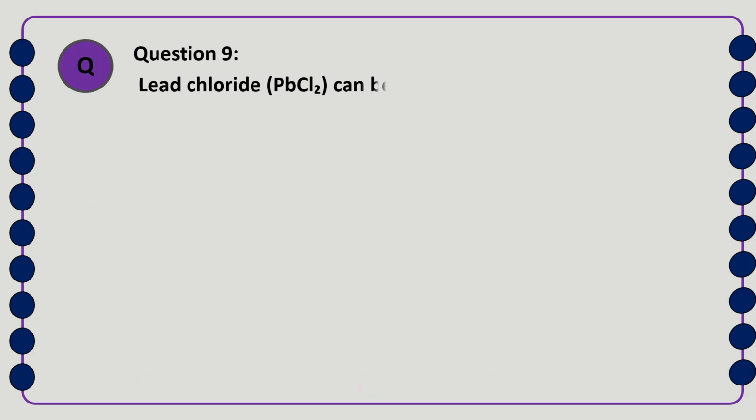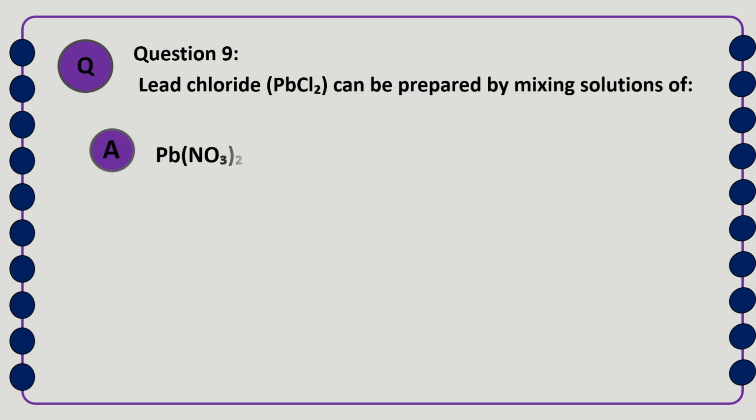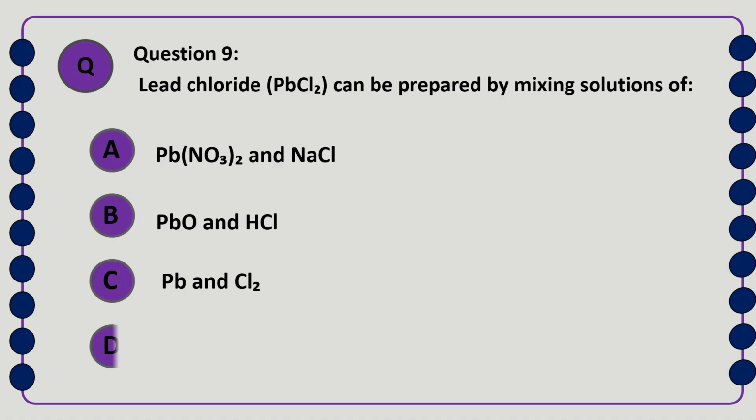Question number 9. Lead chloride can be prepared by mixing solutions of lead nitrate and sodium chloride, lead oxide and hydrochloric acid, lead and chlorine gas, lead carbonate and hydrochloric acid.